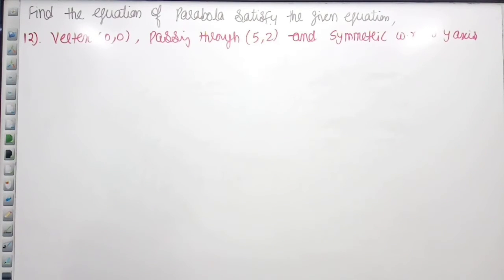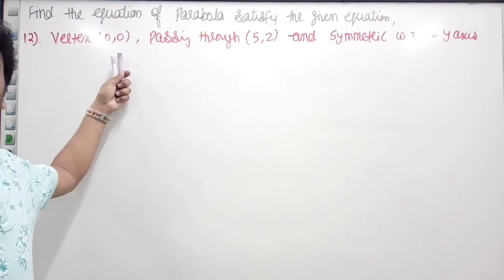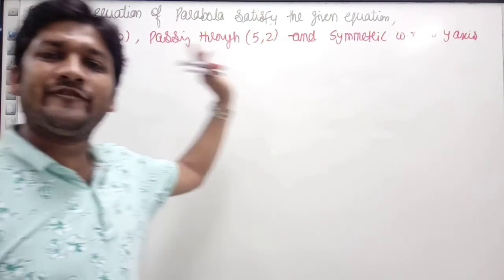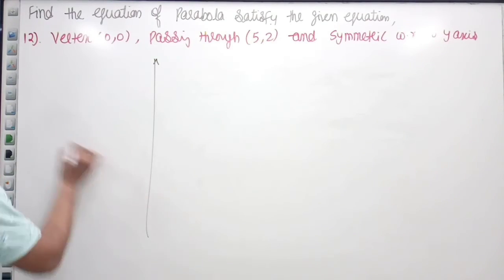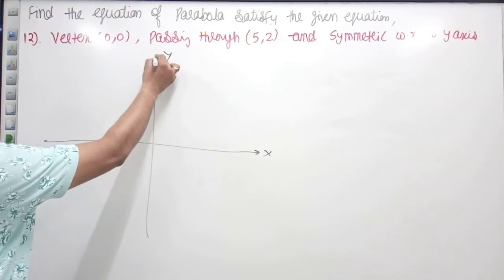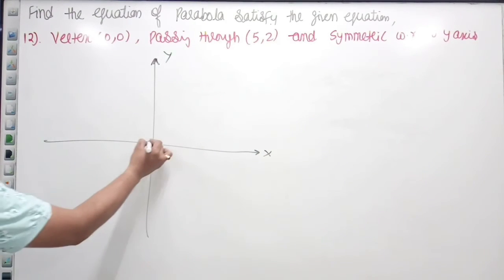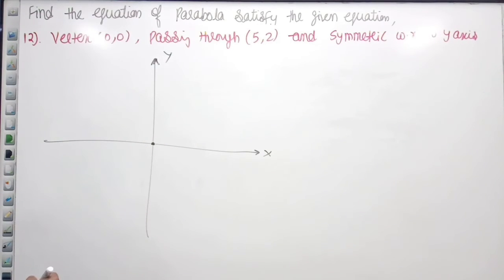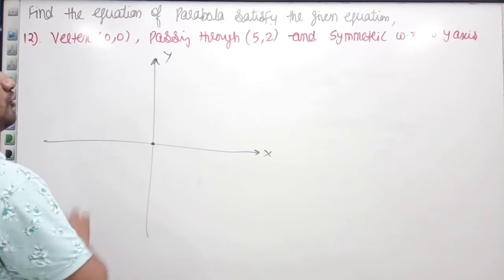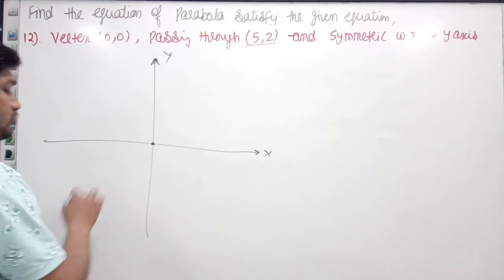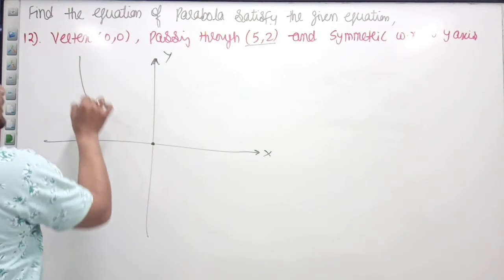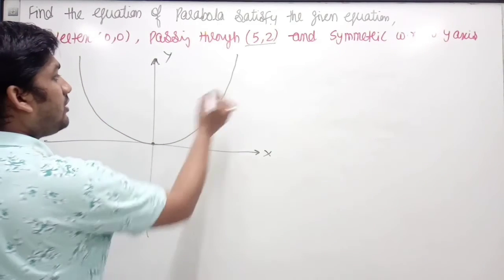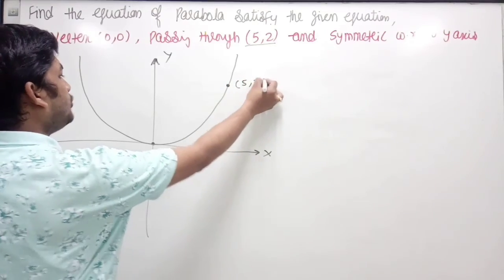Now the last question of this video is: find the equation of a parabola whose vertex is 0, 0, passing through 5, 2 and symmetric about the y-axis. Right? It means we have a parabola. I am drawing the coordinate axes, x-axis and y-axis. It is passing through the vertex 0, 0. It is symmetric along the y-axis. Now again the question is either upward or downward. But as it is passing through 5, 2, a downward parabola cannot pass through 5, 2 because it is in the first quadrant. So we have to draw an upward parabola. Now it is passing through 5, 2.